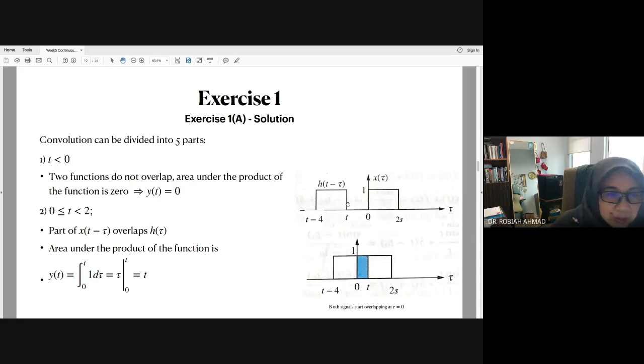So initially when no functions are overlapping each other, the product again is 0. So this is when T is less than 0. Because when we move h(-t), it will not overlap as long as T has not passed 0. So as long as T is less than 0, there is no overlap. So y(t) will be 0.